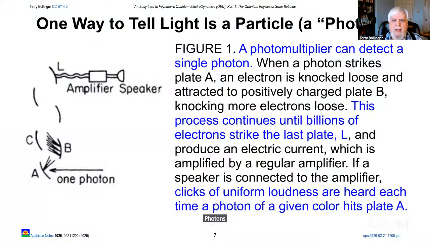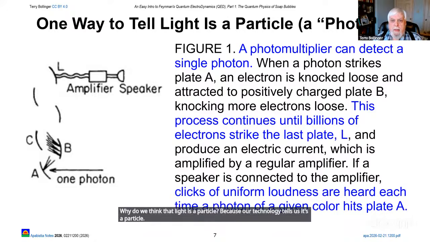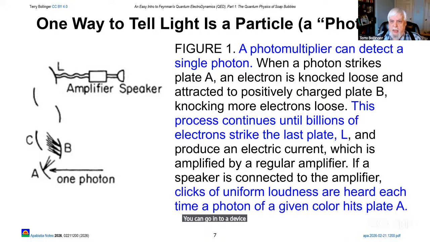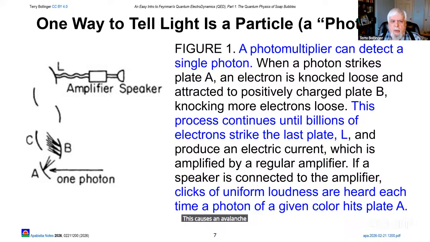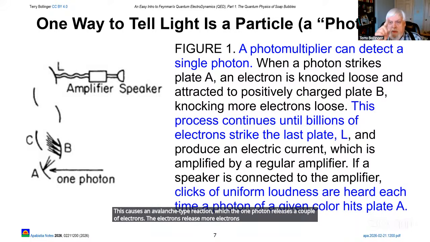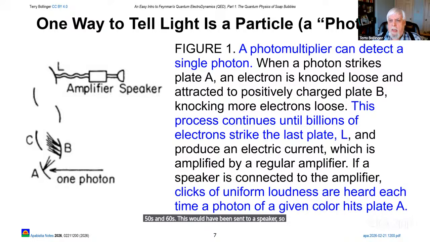Photons, particles of light. Why do we think that light is a particle? Because our technology tells us it's a particle. You can go into a device like a photomultiplier, something invented back in the 1900s. You can have one photon, one tiny little bit of light go into it. This causes an avalanche type reaction, in which the one photon releases a couple of electrons. The electrons release more electrons, and back and forth it goes. So you see it just crawling up through here. At the end of that, in Feynman's time, back in the 50s and 60s, this would have been sent to a speaker. So you would hear a pulse, like a little snap, so that you just got a photon.